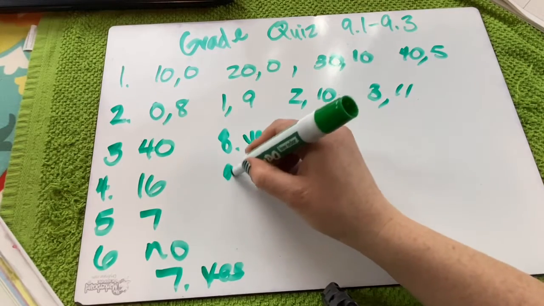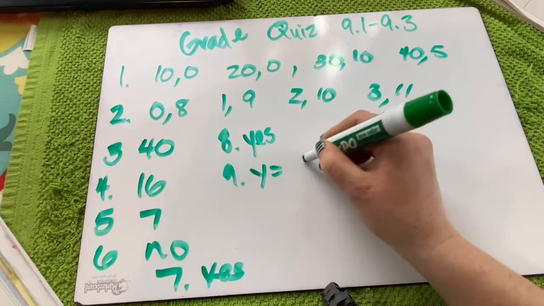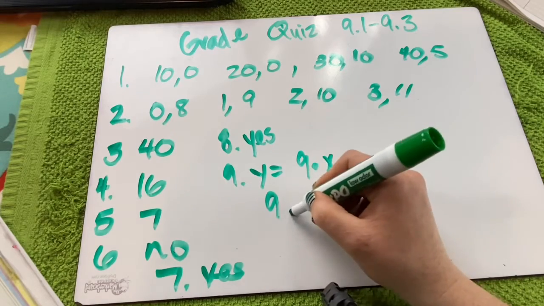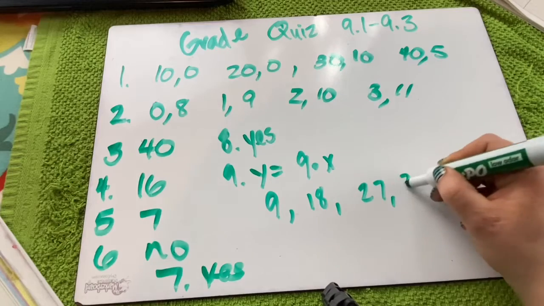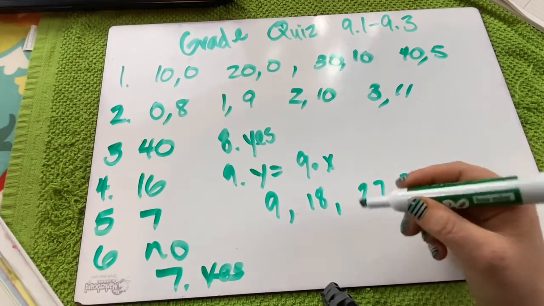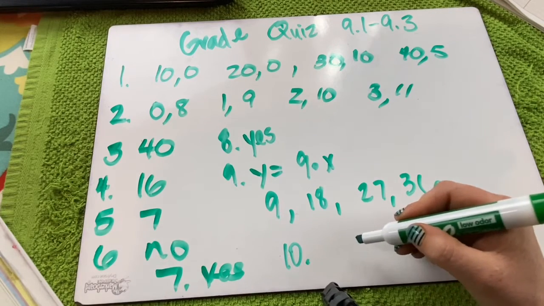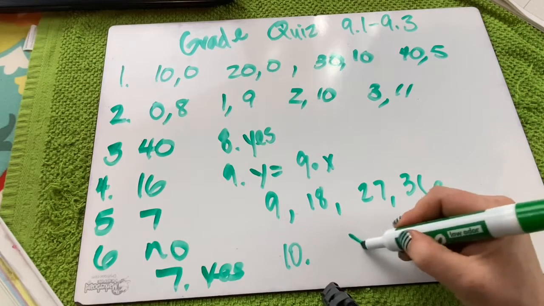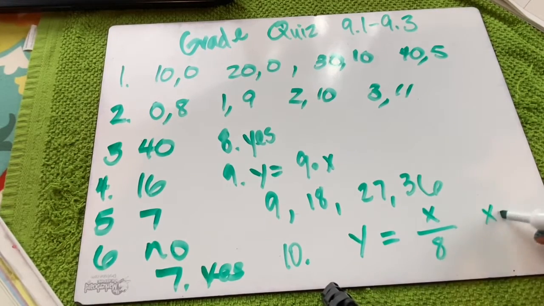Number 9 is y equals 9 times x. And this is 9, 18, 27, and 36 are the numbers that you should have. And then number 10, you had to find the equation. So it is y equals x divided by 8 or x divided by 8. Both of those would work.